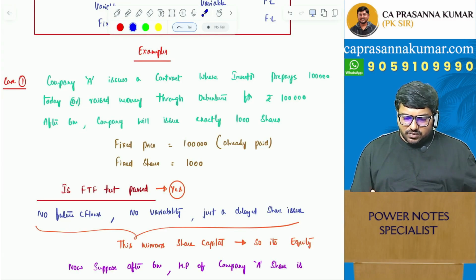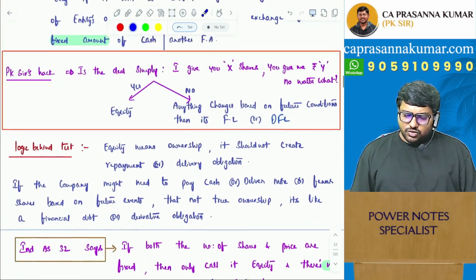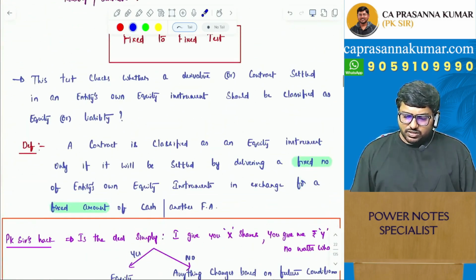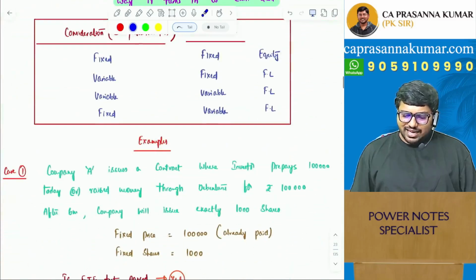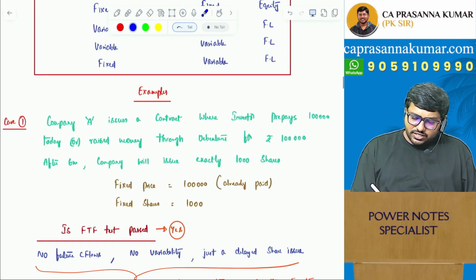All right, guys. Now let's continue with the examples. So we were discussing the most important concept, that is the fixed to fixed test. I explained the concept, and right now you would have a basic idea. Now we just need to continue with the examples to get an absolute idea. Okay, 100% crystal clear clarity. Now let's start with the first example.